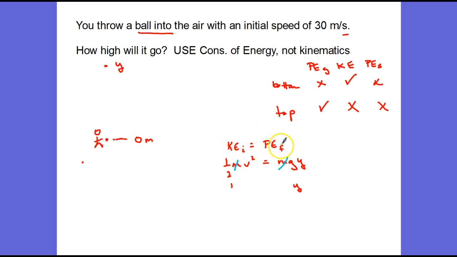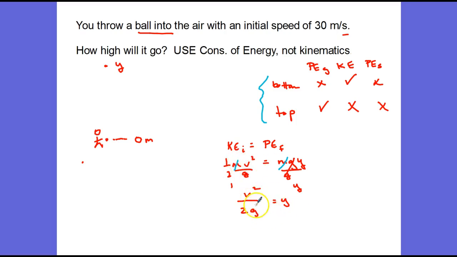The initial kinetic energy is equal to the final potential energy, as we determined by considering the beginning and the ending states. Mass cancels out, and so what I'm left with, if I want to solve for y, I would divide both sides by g, and so that's going to give me v squared over 2g equals y. Is that right? If I divide by g over here, and I divide by g over here, the mass is, yeah, okay.